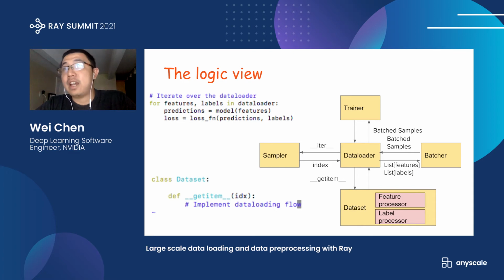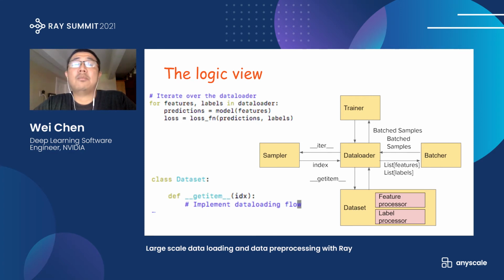Then we have batches. We have a component called the batcher. The batcher is used to batch a list of features and a list of labels. After processing, the list of labels and the list of features can be batched into a single tensor, a batch tensor. Finally, the batched samples can be sent to the trainer. Usually the feature processor and label processor are implemented in this dataset API.